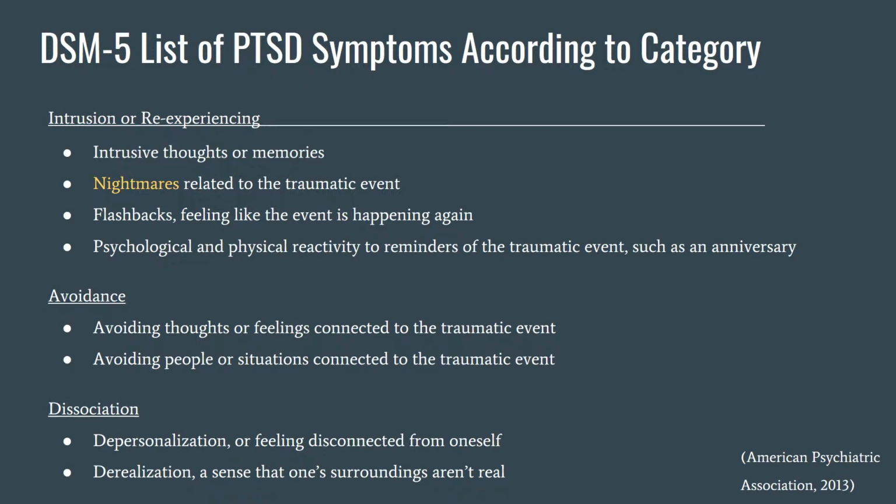In the avoidance category, there is avoiding thoughts or feelings connected to the traumatic event, as well as avoiding people or situations connected to the traumatic event. In the dissociation category, there is depersonalization, or feeling disconnected from oneself, and derealization, which is a sense that one's surroundings aren't real.